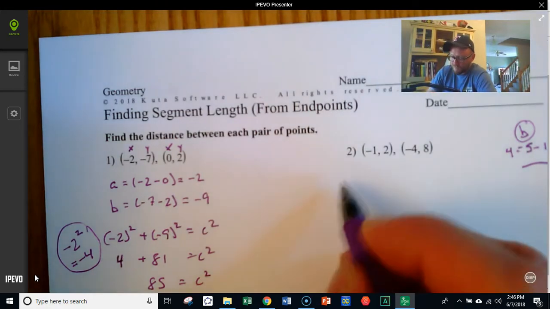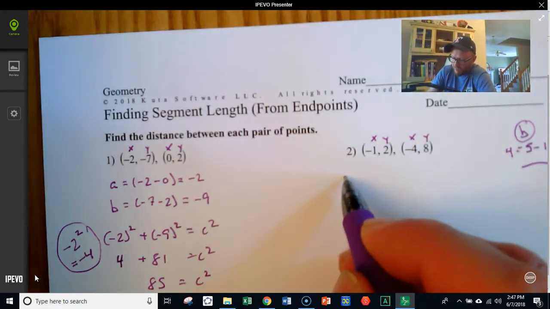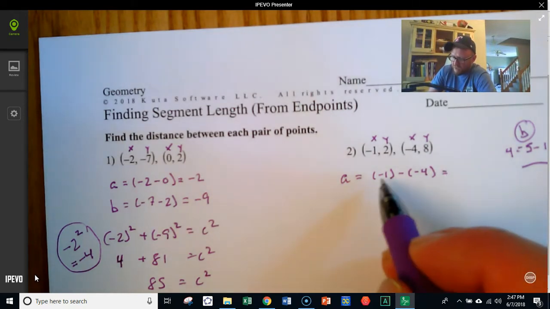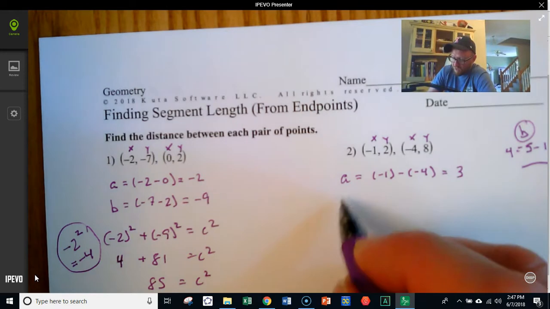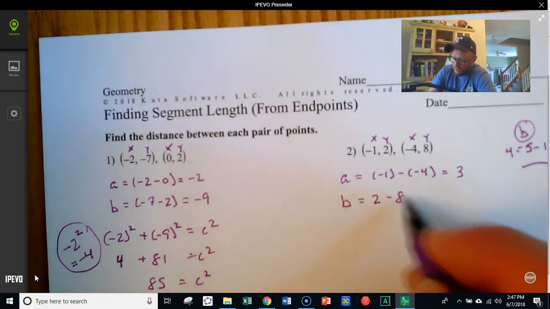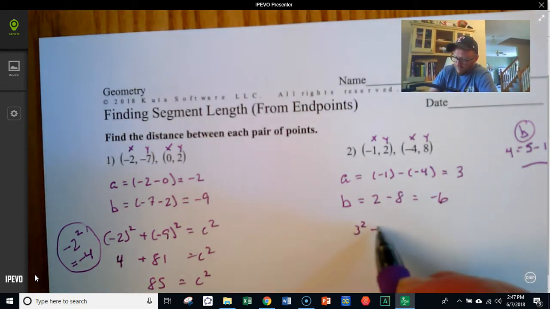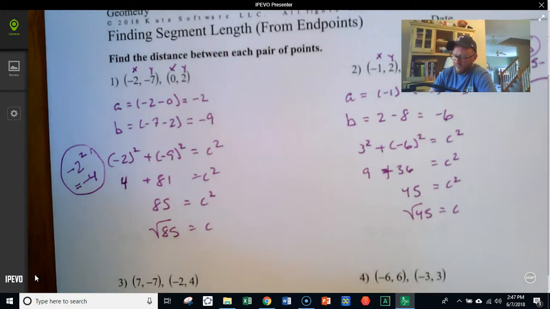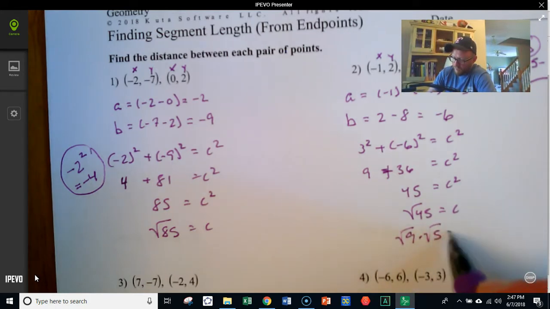Okay, let's look here. So x, y. A equals negative 1 minus negative 4, which is the same as negative 1 plus positive 4, which is 3. B equals 2 minus 8, which is negative 6. 3 squared plus negative 6 squared is c squared. 9 plus 36 is c squared. 45 is c squared, so the square root of 45 is c. In this particular case, 45 can be reduced because it's the square root of 9 times the square root of 5, and the square root of 9 is just 3.